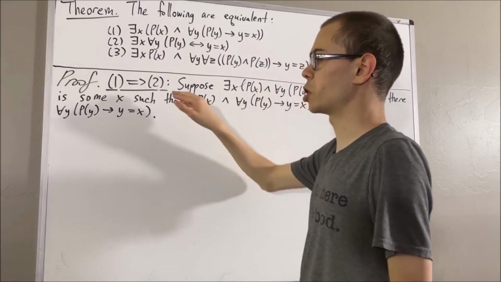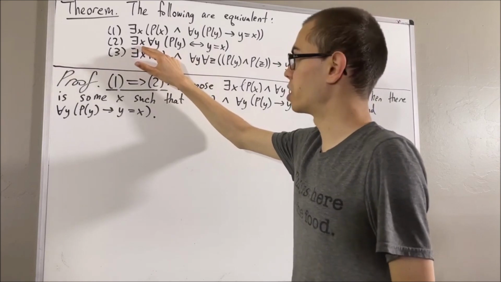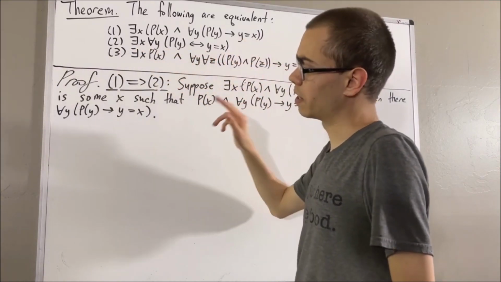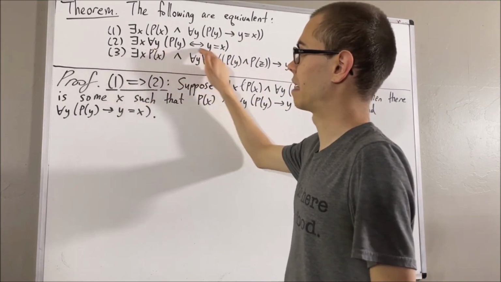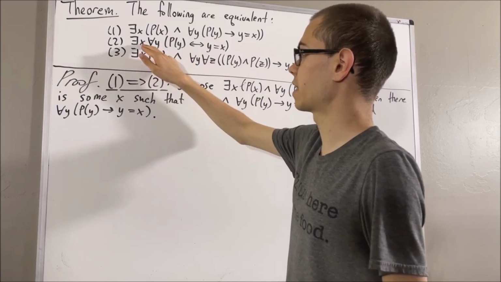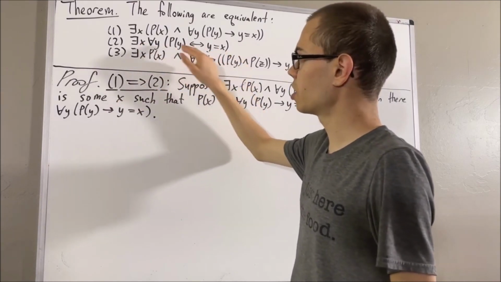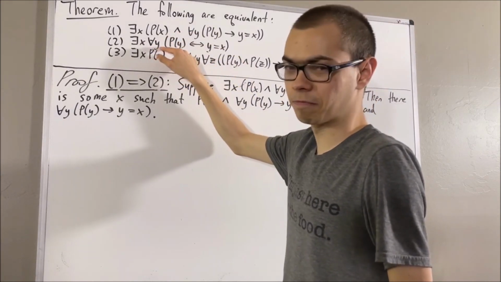Now, our goal is to show that 2 is true, which means we want to find some object which satisfies this statement. And our claim is that X is an object which will satisfy this statement. So we're going to take the X here to be X, and we're going to show that this is true. Since we're trying to prove a statement about every object, give me an arbitrary object. I'll call it Y.